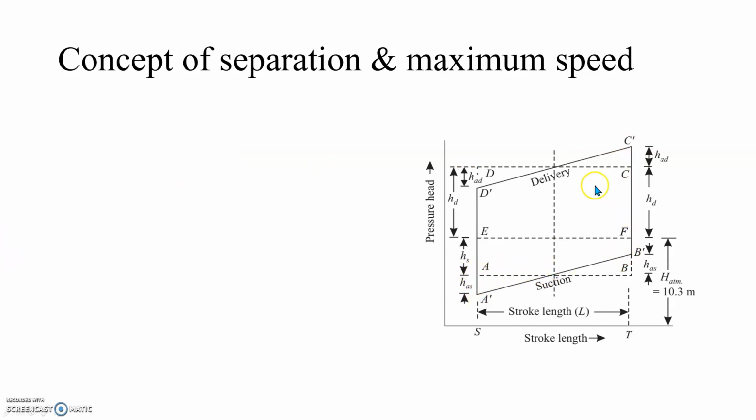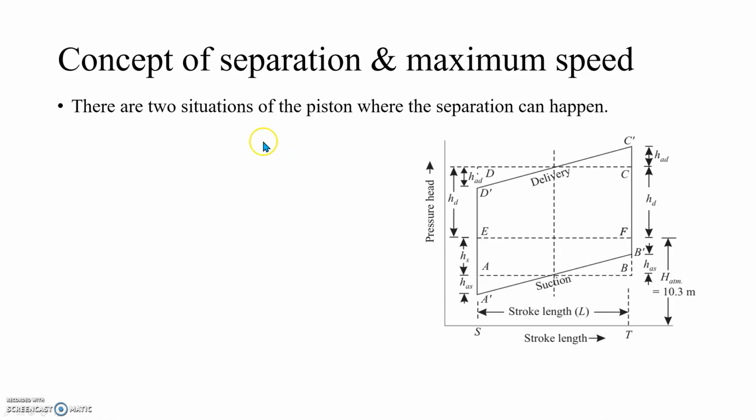This ABCD indicates the ideal indicator diagram. If we consider the acceleration pressure head, then the point A is shifted to A dash at the beginning of suction stroke and B is shifted to B dash at the end of suction stroke. So A dash B dash indicates suction stroke and C dash D dash indicates delivery stroke. There are two situations of the piston where the separation can happen. As I already said, the separation happens when the pressure inside the cylinder goes below the vapor pressure of the liquid. So separation will occur at a low pressure region.